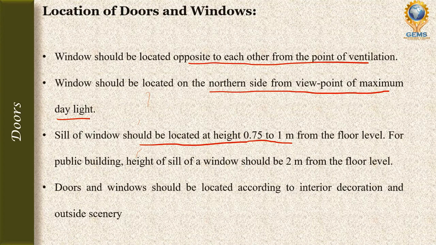If you consider a public building or public place, the height of the sill of a window should be 2 meter from the floor level. So examples are recreation places, cinema theaters, or toilets. These are the public buildings where the sill of the window should be kept at 2 meter. The doors and windows should be located according to interior decoration and outside scenery.